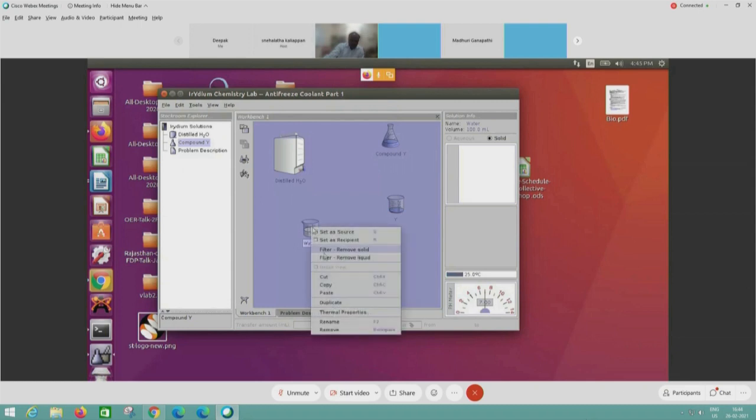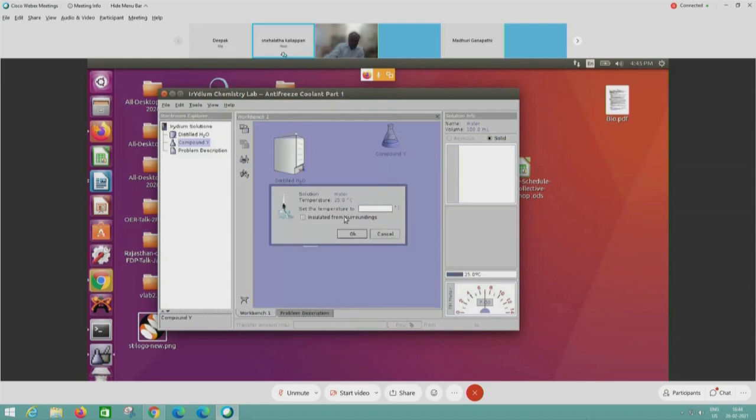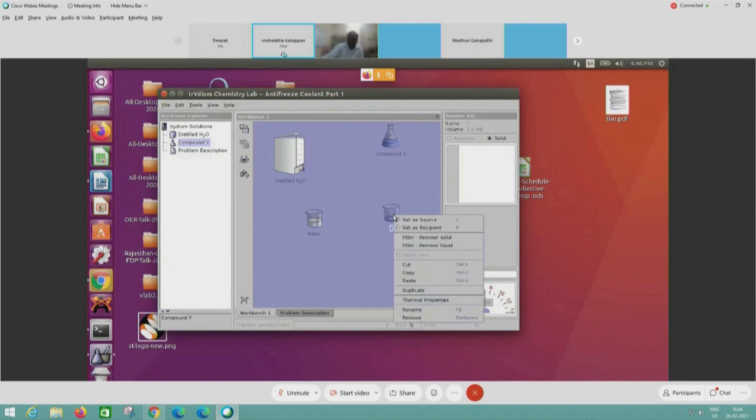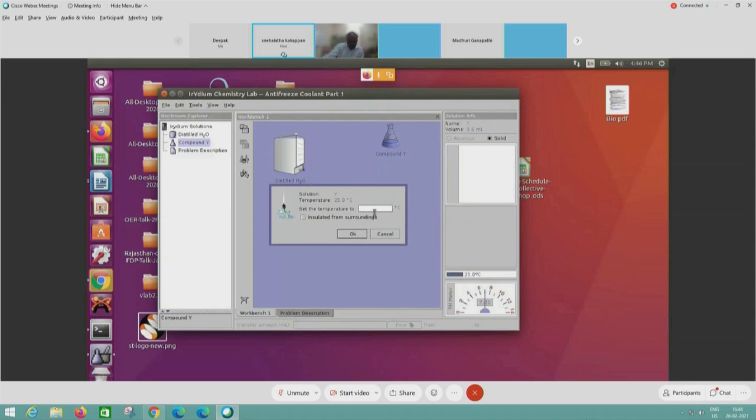We will insulate, thermal properties. We'll set it at 100 degrees and insulate from the surroundings, so that it stays at 100, and you can see the temperature sensor here, the thermometer, it is at 100. Then over time, since we have insulated, it stays at 100. Then we will go to thermal properties. This is right now at room temperature, that is 25 degrees centigrade. We'll not set any temperature. We'll just insulate it from the surroundings.